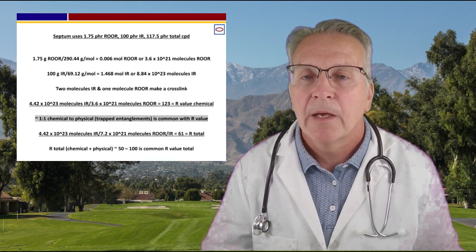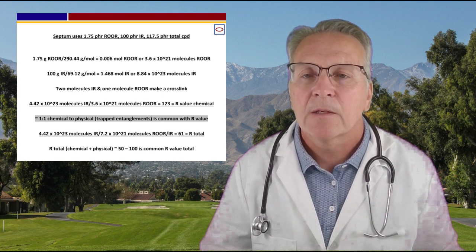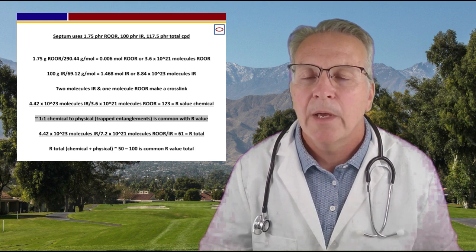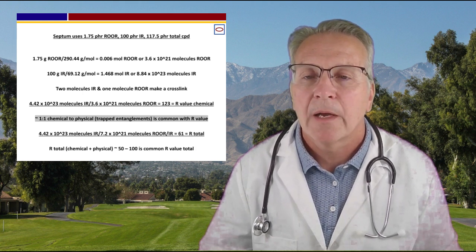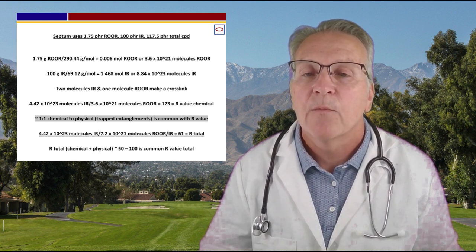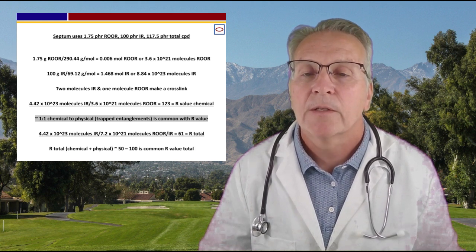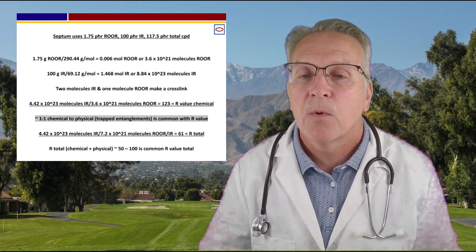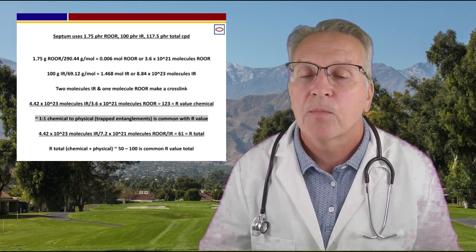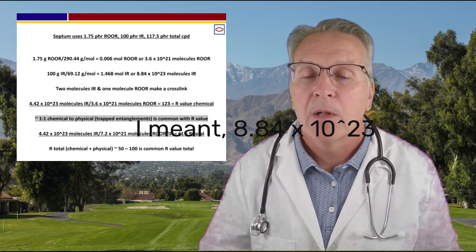So let's go through the calculations and have some fun with the numbers on your screen. Starting with an elastomer formulation with known amounts of peroxide, polyisoprene, and total weight, we can convert peroxide weight into moles and into molecules, and do the same for polyisoprene. 1.75 grams of peroxide creates 3.6 times 10 to the 21 molecules of peroxide, and 100 grams of polyisoprene creates 3.6 times 10 to the 21 molecules of polyisoprene.